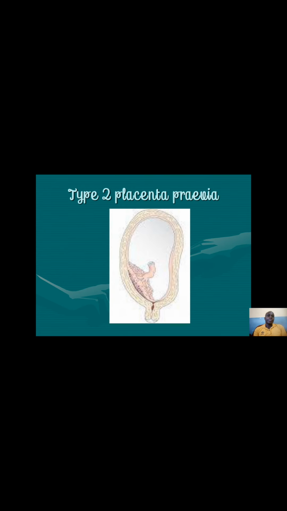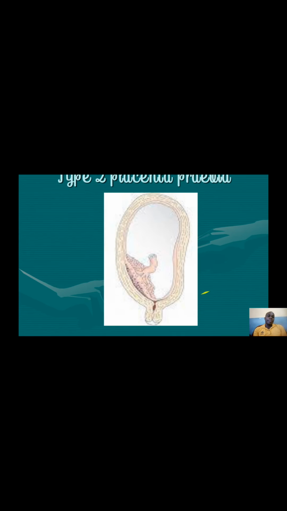kama tunavyoona pale kwenye picha. Hii picha ni tofauti na hii picha ya kwanza ambayo tumeiona. Picha ya kwanza tumeona kwamba pale chini kabisa pale placenta ilikuwa kidogo iko juu, lakini katika hii picha placenta imeattach the openings of the cervix. Hapa haija cover the internal os, lakini imeattach the openings of the cervix ambayo ni internal os. Kwa hiyo ndio type 2 placenta previa au marginalis.